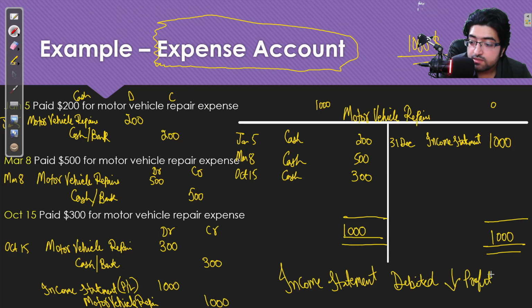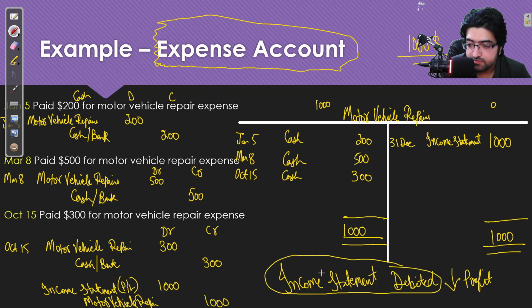Okay. So because expenses, when we close the expenses account, what will the income statement be? Income statement will get debited to close the expense account, because this was a debit balance of the expense account, 1000 on the debit side. So to close it, we have to bring a figure of 1000 on the credit side, and that figure is the income statement, because we are moving this expense to the income statement. So income statement gets debited and motor vehicle repairs gets credited by 1000.